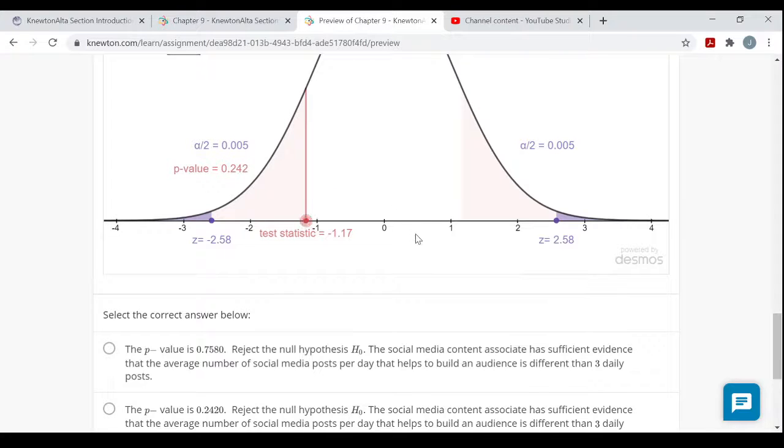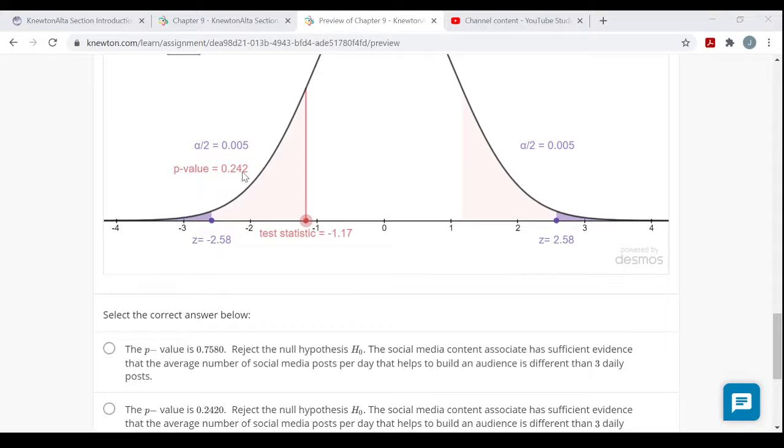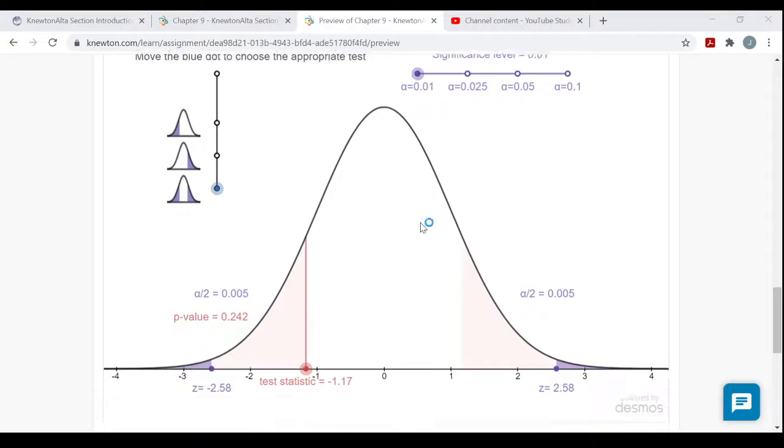Okay. And then look, see the p-value? The p-value is this pink area, the area to the left here doubled. See how they have it doubled over here? They just took the area to the left of negative 1.17 under the curve and doubled it. That was on my calculator, right? You see it here? 0.242. I had that. But just look at the picture. Now again, the p-value is definitely greater than alpha, which is 0.01. 0.242 is definitely greater than 0.01.